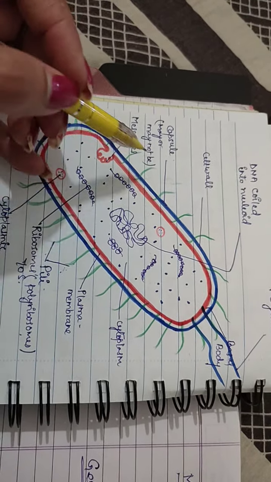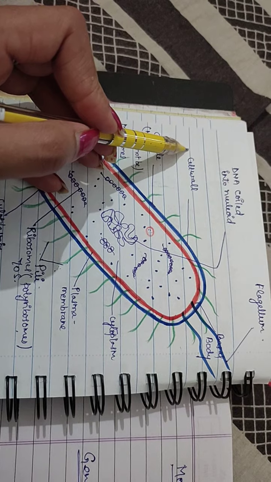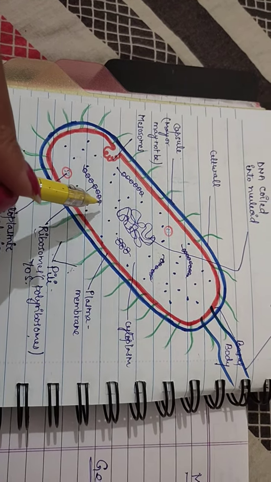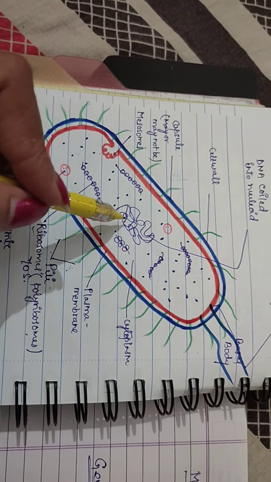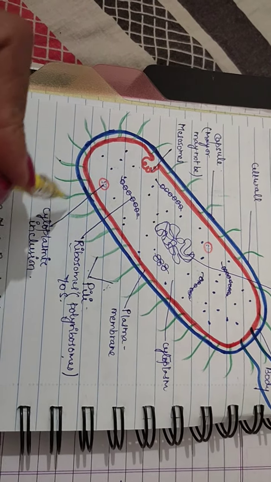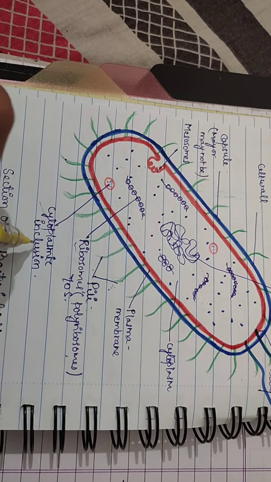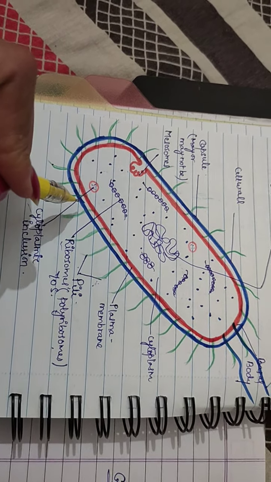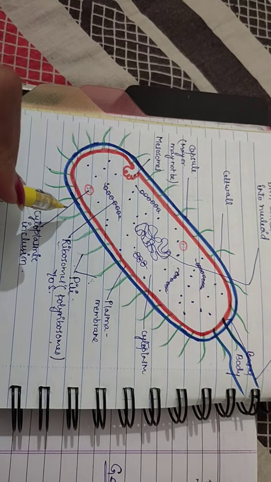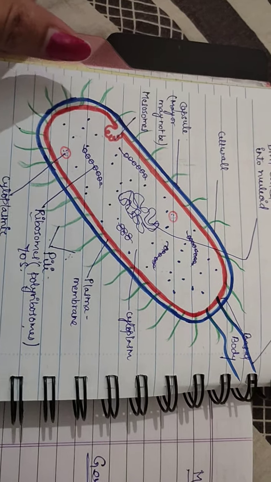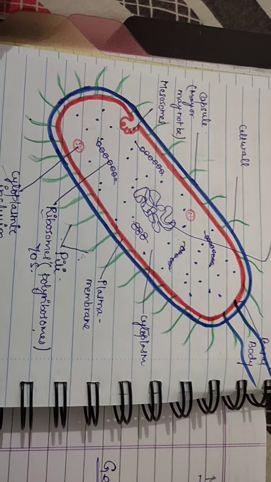And the structures which are always present are the cell wall, the ribosomes, the cytoplasm, the DNA and plasma membrane, and also the food reserves which I drew as cytoplasmic inclusions. Food reserves may be lipid, glycogen or phosphate, etc. So these structures are always present in a bacterial cell.